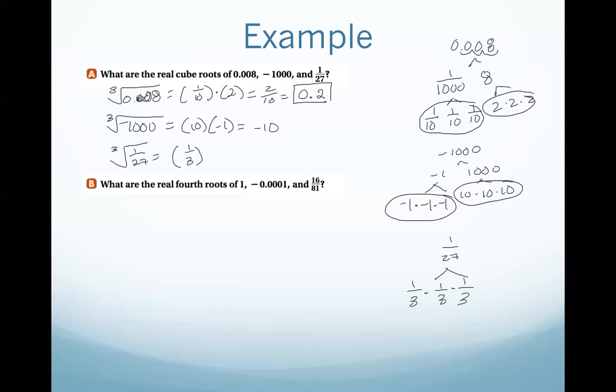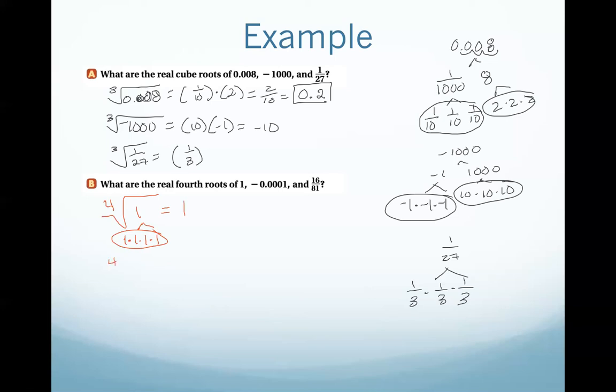Okay, what if we do the 4th roots? I'm going to do it in a different color. Now I want the 4th root of 1. Well, any root of 1, I can write 1 as a multiple of itself as many times as I want. So the 4th root of 1 is 1. Any root of 1 will be itself, will be 1.